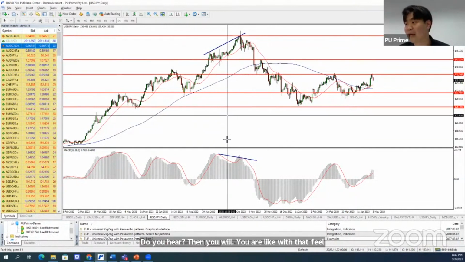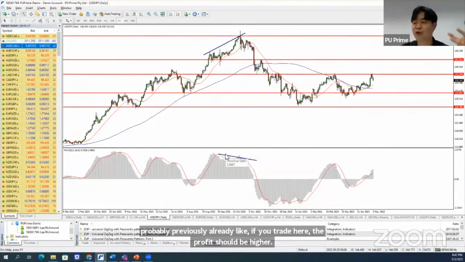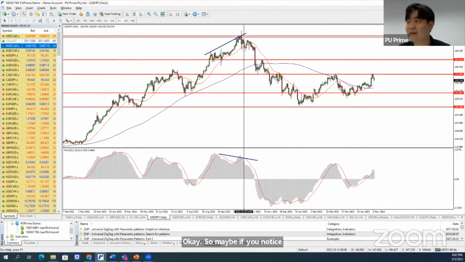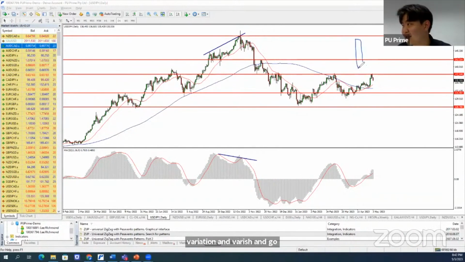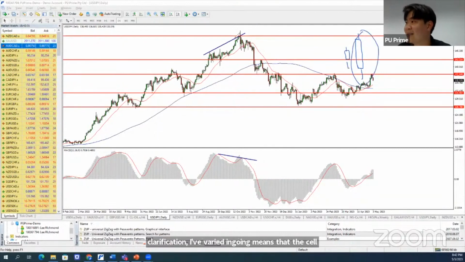So maybe if you notice the bearish divergence earlier, then you sell earlier and combine with the bearish engulfing candlestick. Same thing for clarification: bearish engulfing means that the sell candlestick is larger than the buy candlestick. This is a sell candlestick, so you can notice here.